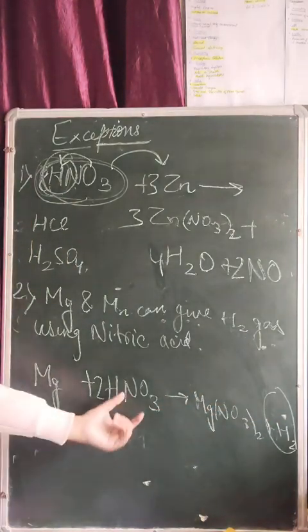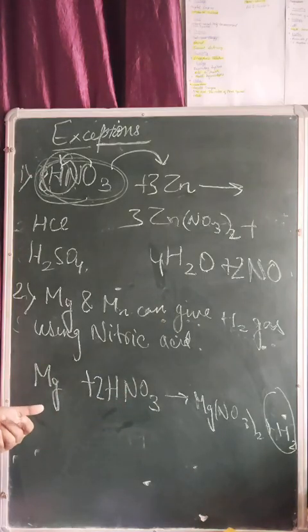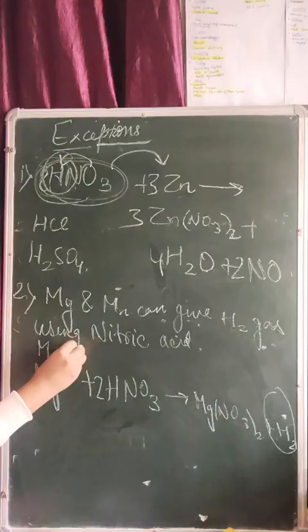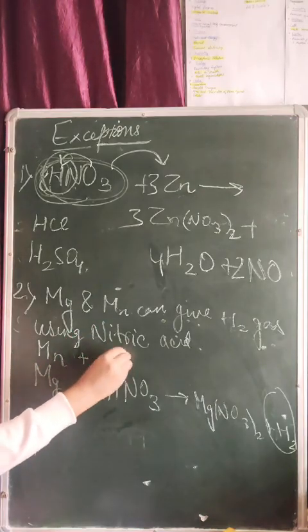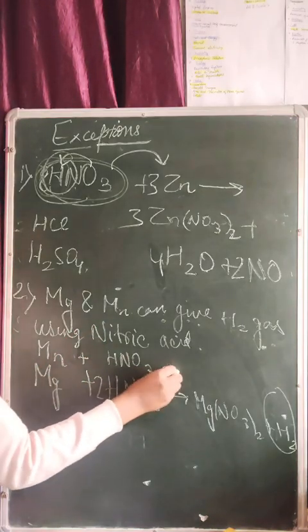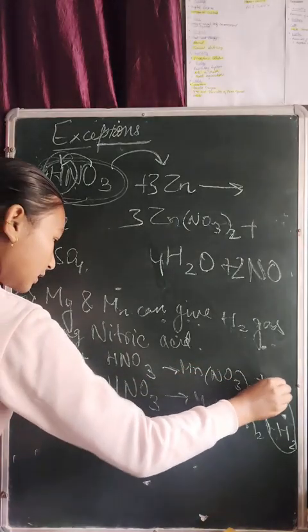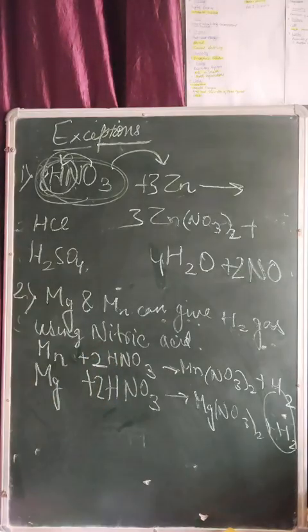In this case, the nitric acid is not oxidized with hydrogen, so it gives the same as with manganese: Mn plus HNO3 gives Mn(NO3)2 plus H2. Same reaction.